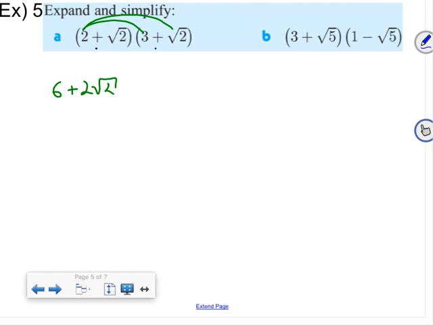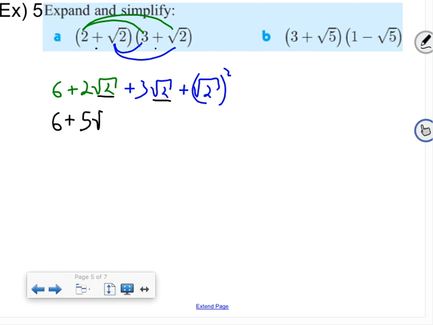Now, in blue, I'm going to distribute the square root of 2 to 3. So I get plus 3 square roots of 2. And square root of 2 times the square root of 2 is going to be plus square root of 2 squared. Collecting my like terms, as I simplify this, I'm going to get 6 plus, well, this is a square root of 2, and this is a square root of 2, so I can add them. I have 2 plus 3 is 5 square roots of 2.